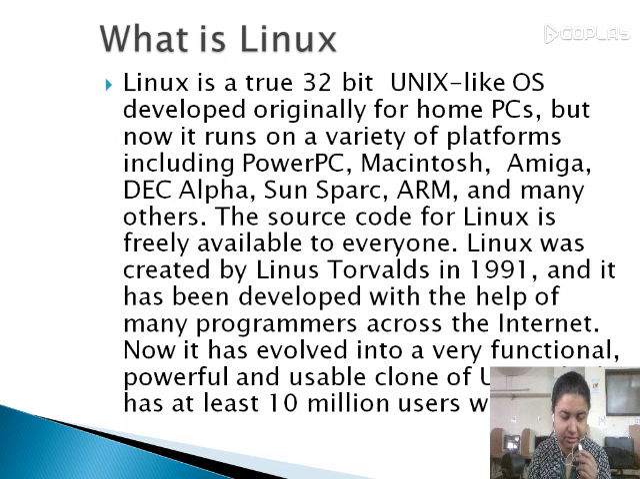Now Linux is an operating system. Linux is a true 32-bit Unix file-like OS which is developed originally for home PCs, but now it runs on a variety of platforms including PowerPC, Amiga, SunSpark, etc. The source code for Linux is freely available to everyone, and Linux was first created by Linus Torvalds in 1991, and it has been developed with the help of many programmers across the internet. Now it has evolved into a very functional, powerful, and usable clone of Unix, which has at least 10 million users worldwide, which is a very big count.